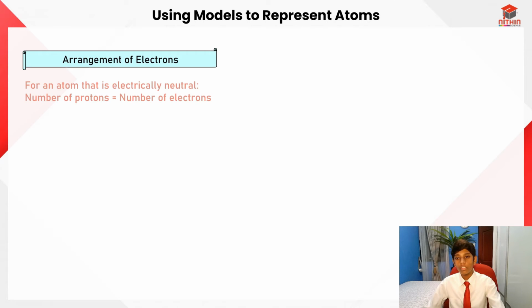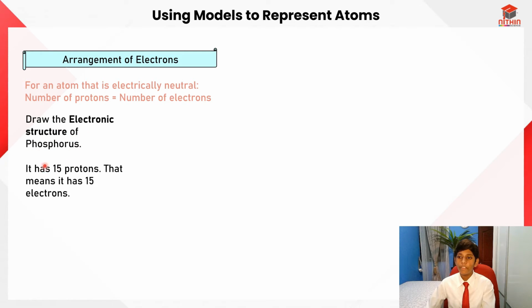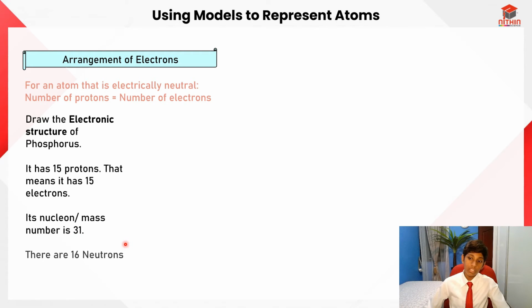Okay, next we are going to take a look at this. For an atom that is electrically neutral, the number of protons is equal to the number of electrons. So draw the electronic structure of phosphorus. This is basically the question. Phosphorus has 15 protons, which means it has 15 electrons as well, and its nucleon or mass number is 31, meaning that it has 16 neutrons, because 31 minus 15 is equal to 16 neutrons.